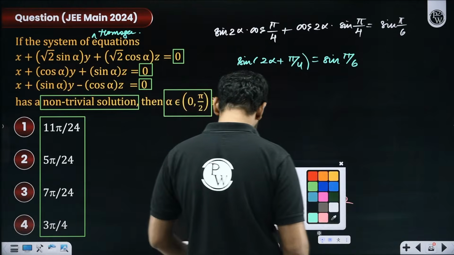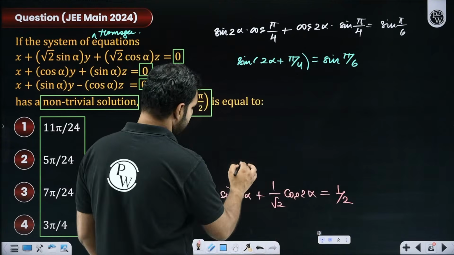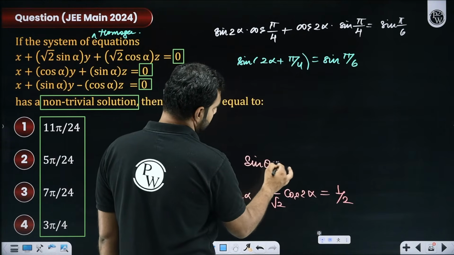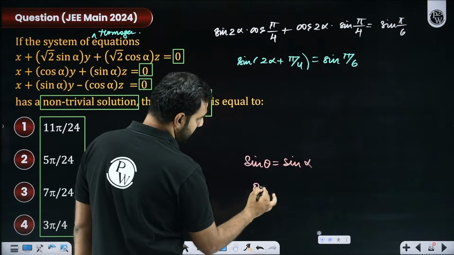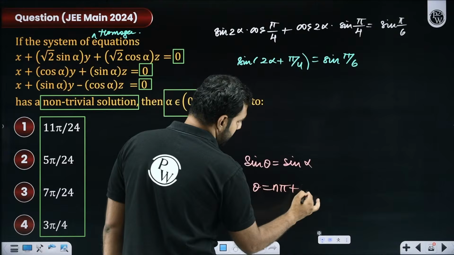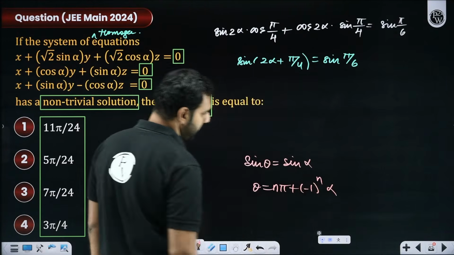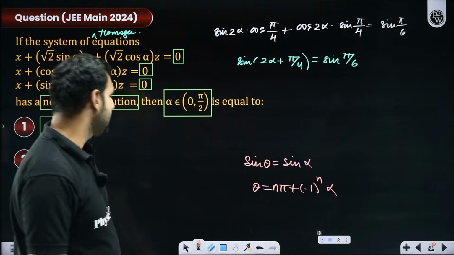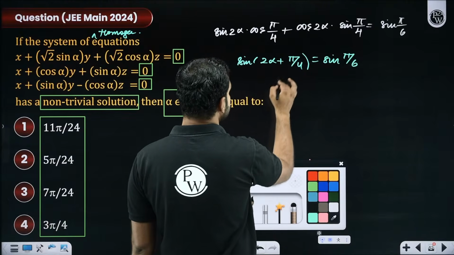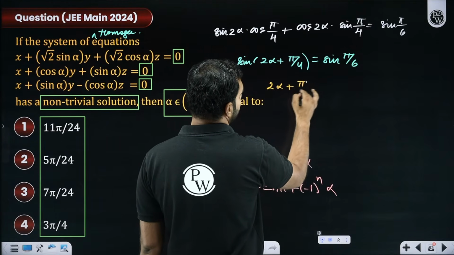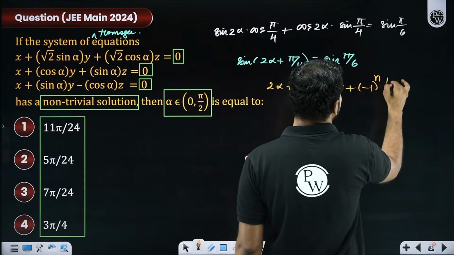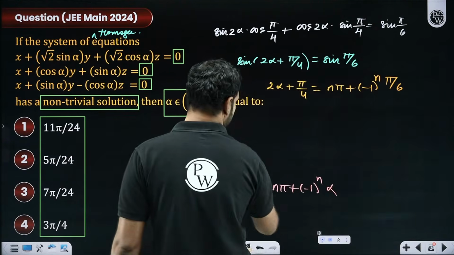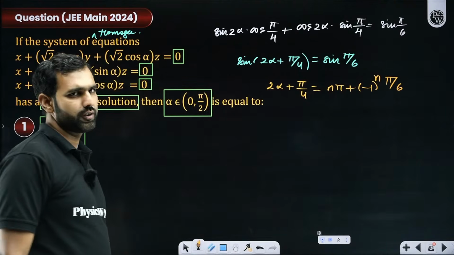So I hope you remember, this is what you must have studied, that if sin theta is equal to sin alpha, then the general solution for theta is given by n pi plus minus 1 to the power n alpha. Do you all remember that? So that logic, if I apply here, 2 alpha plus pi by 4 is equal to n pi plus minus 1 to the power n pi by 6. This is what you study in trigonometric equations. Have you not studied that?